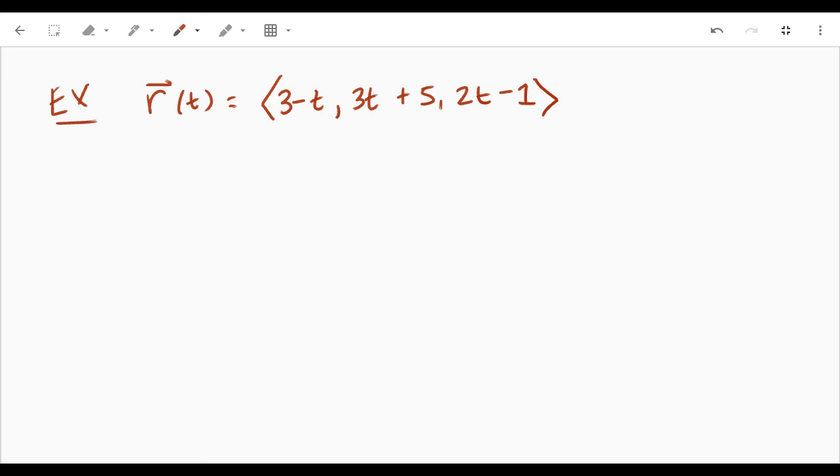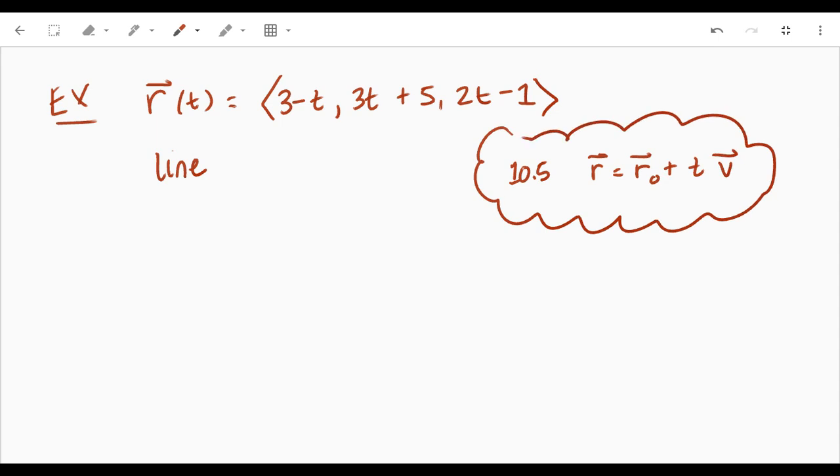Not only that, but each piece of it, the x component, the y component, and the z component, those are all lines as well, okay? So this is a line. And using what we learned in 10.5, don't forget, I'll even write it over here. In 10.5, we learned r equals r naught plus tv. That's your equation for a line.